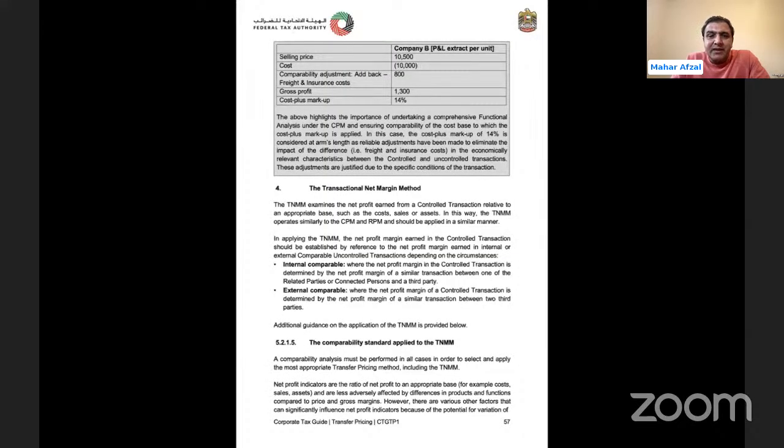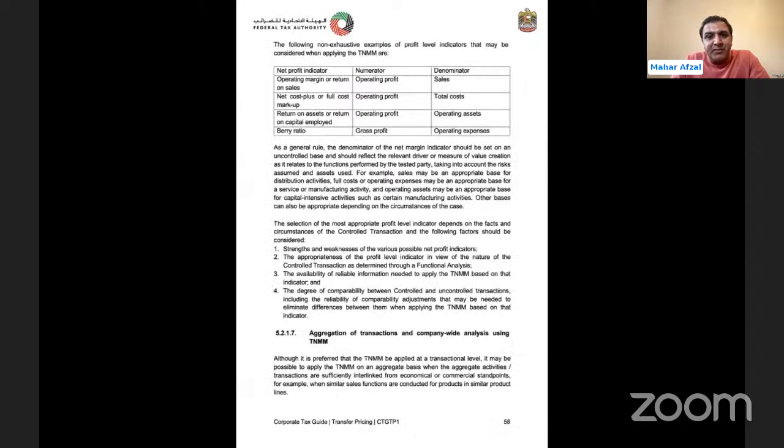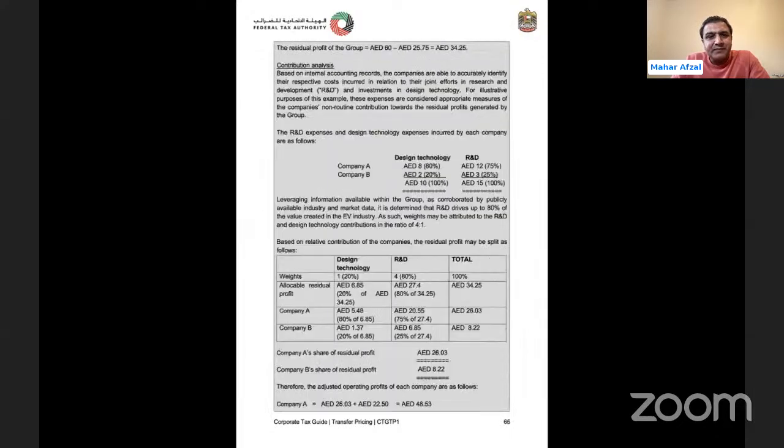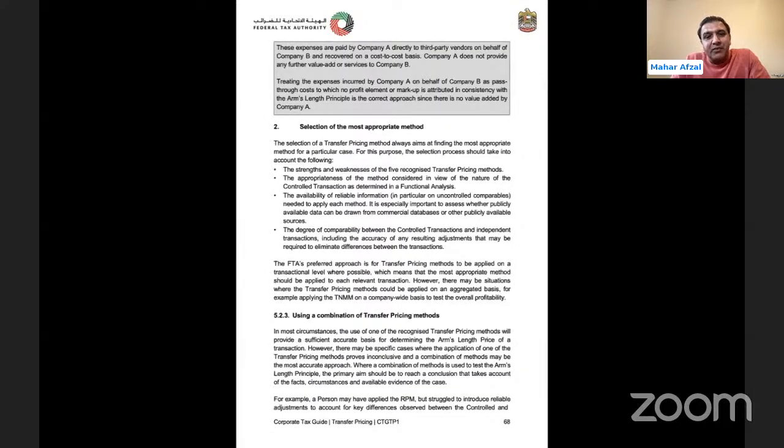Transactional net margin method, as I mentioned, these are applicable where there are highly integrated transactions, highly integrated operations. Every party knows what their contribution is, what risks they have taken, what functions they have performed, whatever assets they have utilized. Based upon this, they need to charge the other party. There are 2 methods for this: transactional net margin method and profit split method. They have discussed these 2 methods in detail here. This is the profit split method. These are examples of the profit split method.